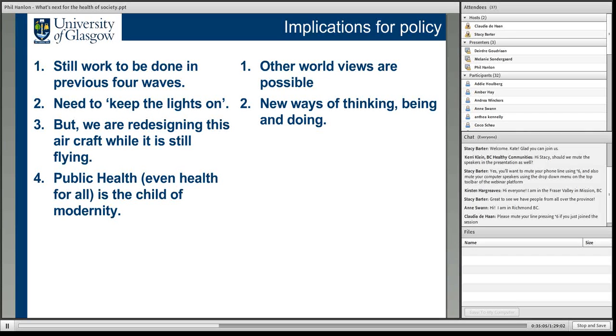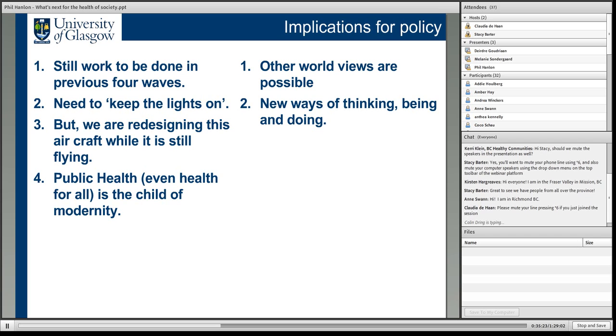However, at the same time, forgive me for changing the metaphor, we need to learn the skill of how to redesign the aircraft while it's still flying. While we're still keeping the lights on, keeping all that old work going, we need to be inventing something new. And we need to be aware that public health, even health for all in the more progressive and community and person-orientated aspects of public health, is the child of modernity and may need to challenge itself to move beyond. And so the policy challenge is to think about other world views and whether they would be possible, and to move into new ways of thinking, being, and doing.